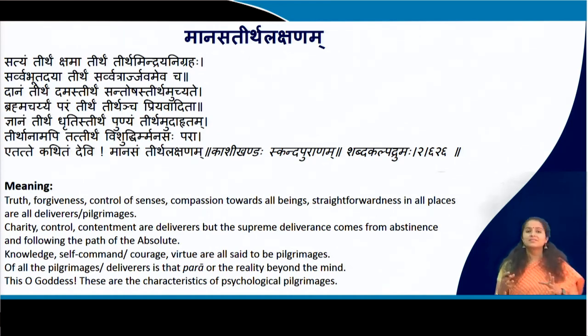All this: truth, forgiveness, control of the senses, compassion towards all beings, straightforwardness in all places are all deliverers or pilgrimages. Charity, control, contentment are deliverers, but the supreme deliverance comes from abstinence, brahmacharyam, and following the path of the absolute. Next is knowledge, self-command or courage, virtue. All are said to be pilgrimages. Of all the pilgrimages or deliverers, the supreme is the purity of the mind, the reality beyond the mind.